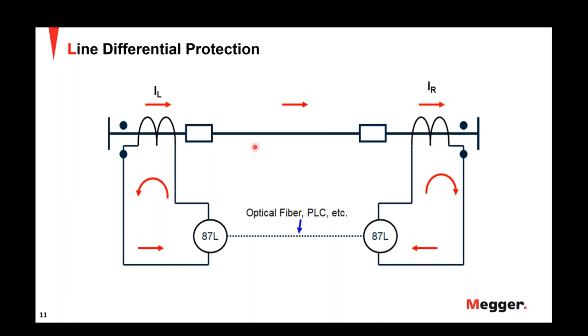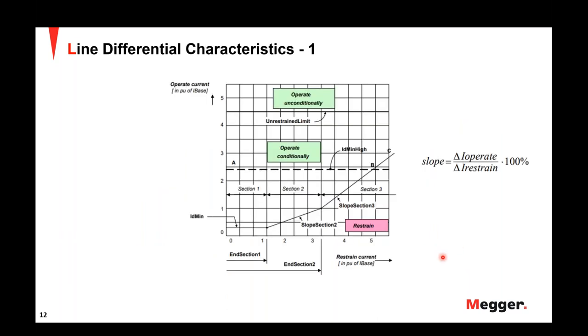Anytime a fault exists, either internal or external to the zone of protection, based on the currents read by these relays, and since these relays also exchange information about what they see at their respective ends, they are going to decide whether to trip for an internal fault or restrain for an external fault. So that is the basic of line differential protection.